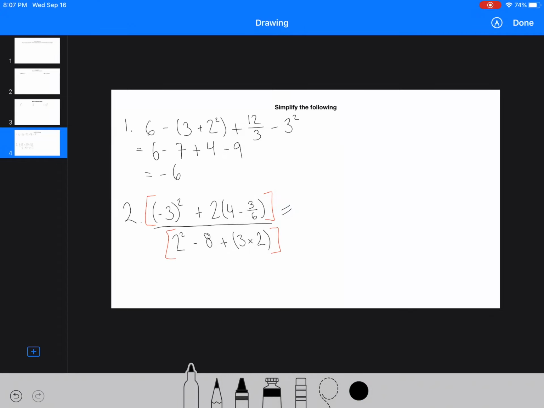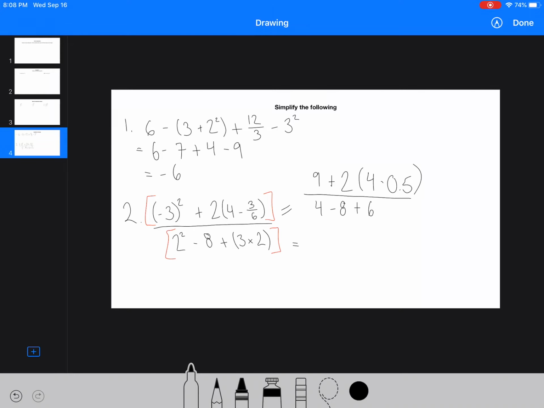Okay, so on top, we've got 9, because remember, negative 3 times negative 3 is 9, plus, and then I've got to leave that 2, because I've got to do some stuff inside the brackets first. So we have 2 minus 3 divided by 6 is 0.5, or sorry, not 2, 4 minus that. We'll put it as a decimal right now, but I want you to get used to working in fractions. Now on the bottom, we've got 2 squared is 4, minus 8, plus 3 times 2, which is 6.